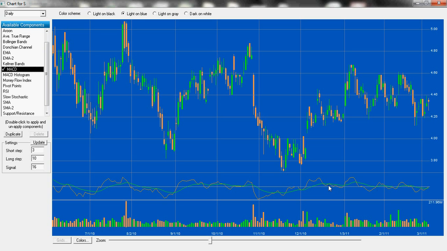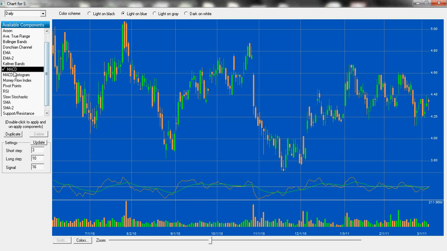MACD will fluctuate above and below the zero line. As you can see here, this is the zero line, as the two lines converge and diverge. Now let me show you an example. You see here where the red line crosses above the green line? Look at the change in direction of the stock and the gains there. Once again, the red line crosses above the green line. Look at the gains. Red line crosses above the green line.